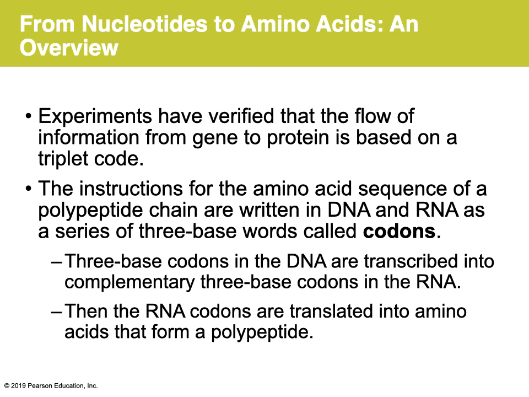The flow of information from gene to protein is based on a triplet code. So the instructions for the amino acid sequence of a polypeptide chain are written in DNA and RNA in a sequence of 3 base words called codons. So they're not read as single letters, they're read as triplets, like GCT or TAG, right? They're written in 3 base words called codons. And those 3 base codons in the DNA are transcribed into complementary, right, matching 3 base codons in the strand of RNA. Then those codons get translated into amino acids forming the polypeptide.